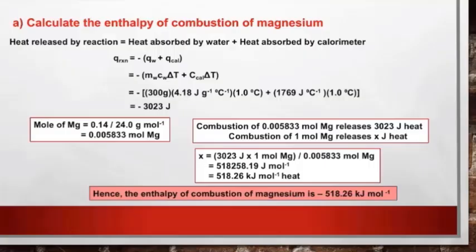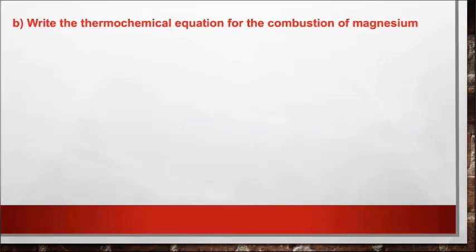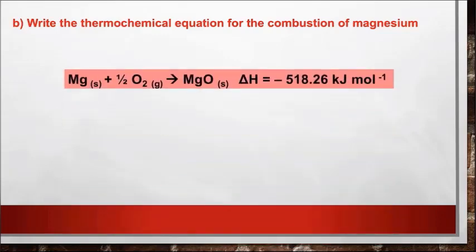Do not forget to include the negative sign since heat is released in combustion reaction. Question B asks you to write the thermochemical equation for the combustion of magnesium. Remember, thermochemical equation is an equation with the value of enthalpy at the end of the equation. For this reaction, just write down magnesium plus half of oxygen to produce magnesium oxide, and the delta H is negative 518.26 kilojoule per mole. Please make sure that your equation is balanced.